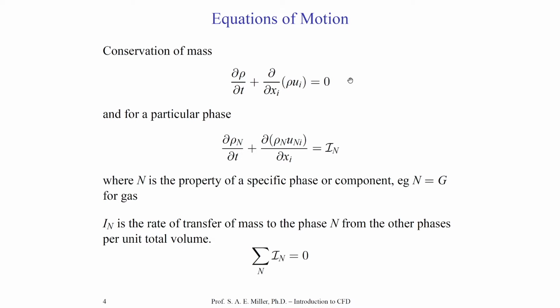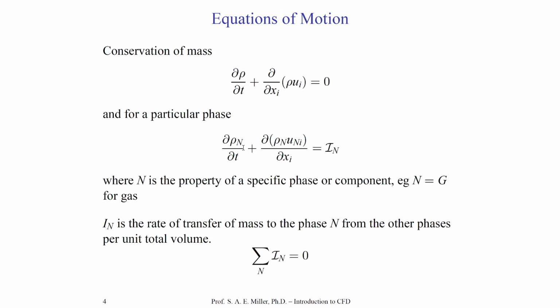We still have the conservation of mass equation. And for a particular phase, we might write another conservation equation. We might say partial rho sub n over partial t plus partial rho n u_i over partial x_i equals script I sub n. Here, n is the property of the specific phase or component. For example, n would be g for gas, or n equals L for liquid. And so we can modify our equations of motion for particular phases and solve them.